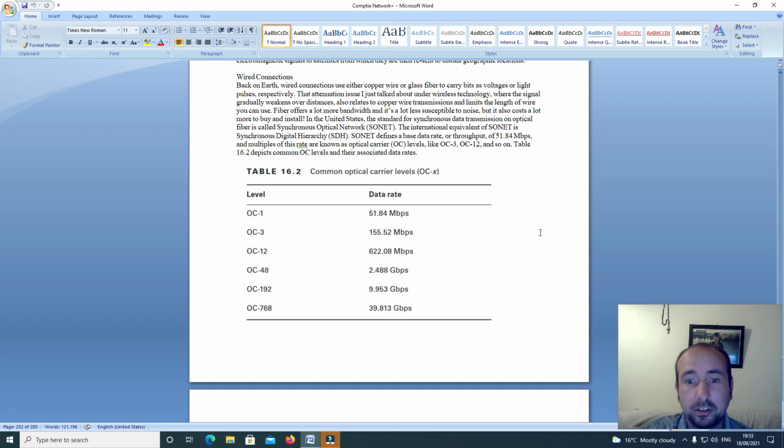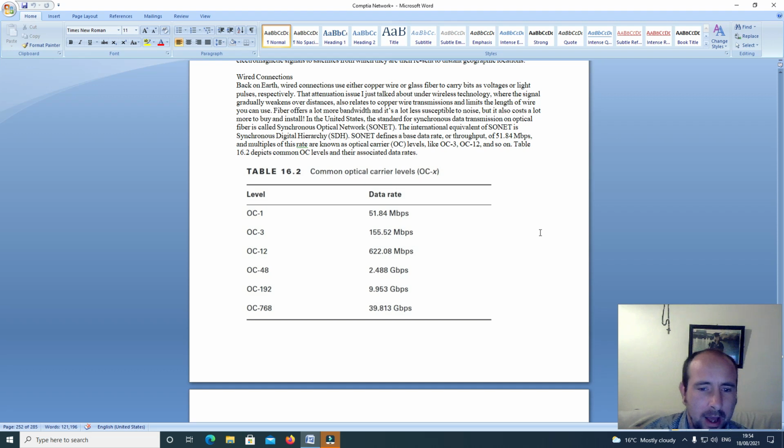The standard for synchronous data transmission on optical fibre is called Synchronous Optical Network, SONET. The international equivalent of SONET is Synchronous Digital Hierarchy, SDH. SONET defines a base data rate or throughput of 51.84 megabits per second, and multiples of this rate are known as optical carrier OC levels, like OC3, OC12 and so on. Table 16.2 depicts common OC levels and their associated data rates.